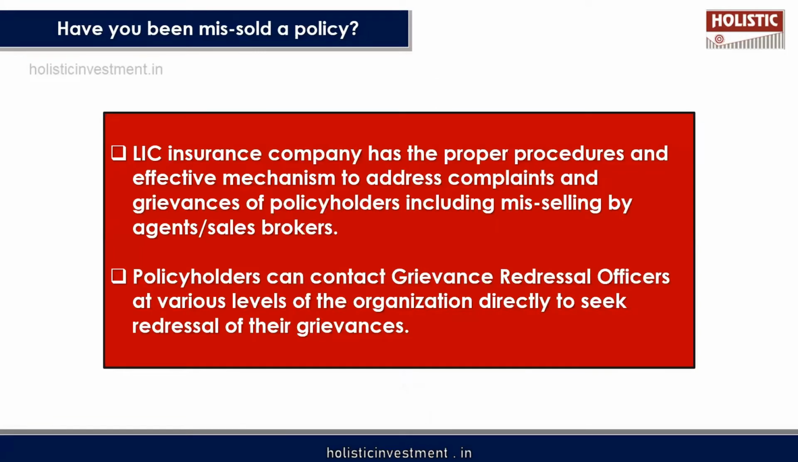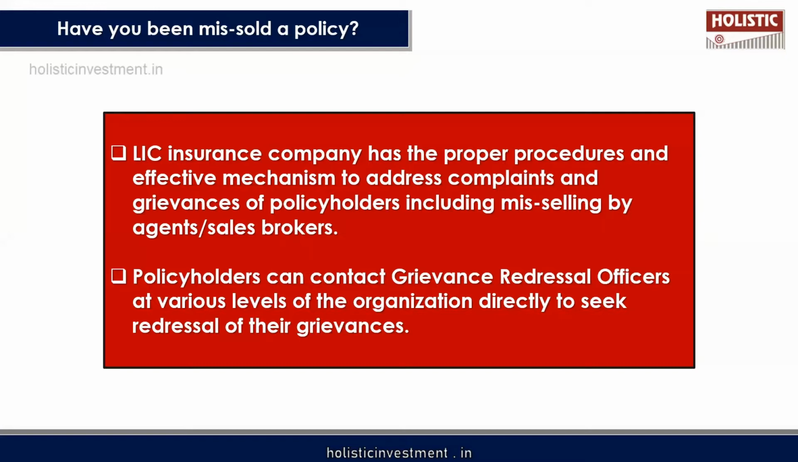LIC Life Insurance Company has proper procedures and effective mechanisms to address complaints and grievances of policyholders, including mis-selling by different intermediaries. Policyholders can personally contact the grievance redressal officers and seek redressal of their grievances. Now the question is, where do you find those grievance redressal officers? They are available at their offices for personal interviews with the customers on all Mondays between 2:30 p.m. to 4:30 p.m. Customers can meet the grievance redressal officers on other days also with prior appointments. The names of these officers are displayed in the respective offices.